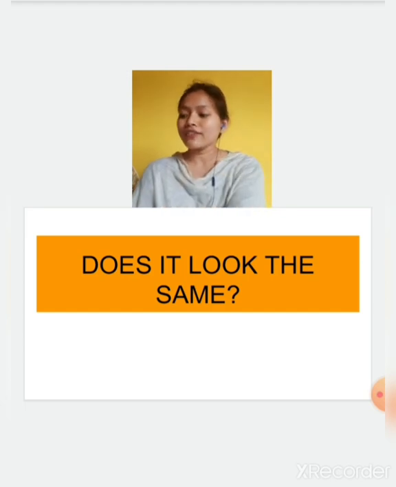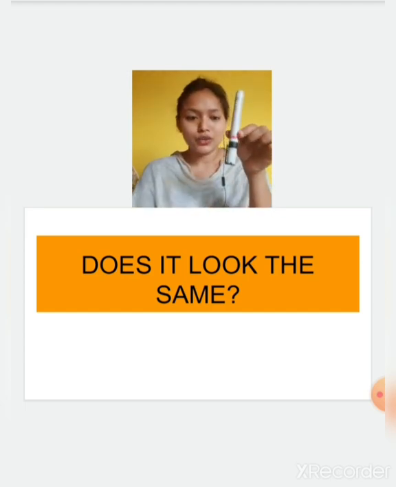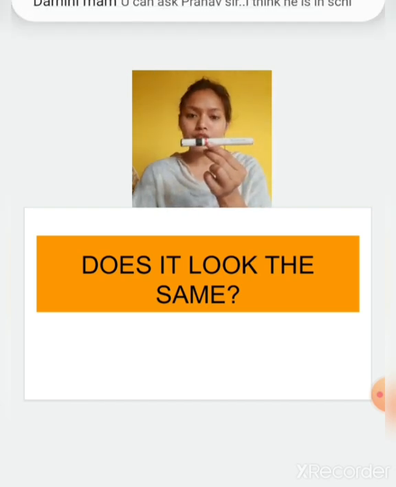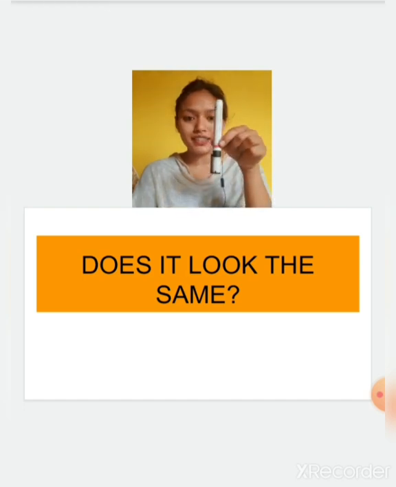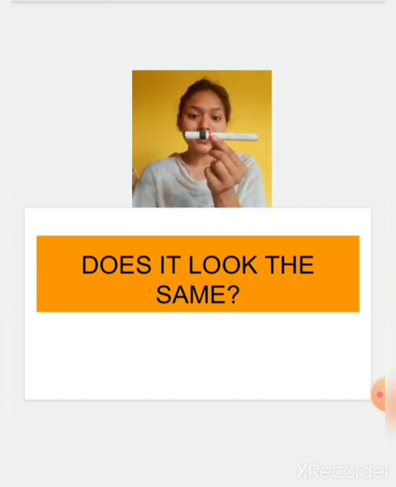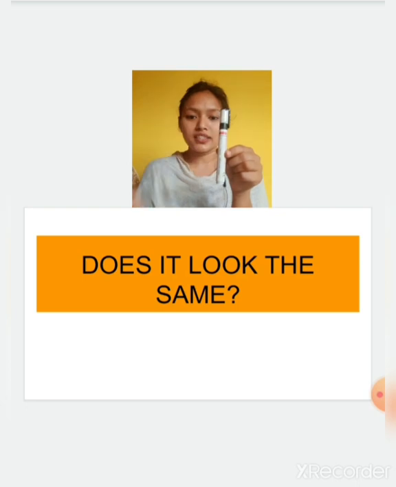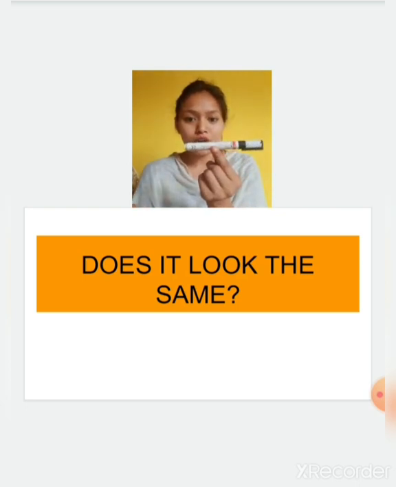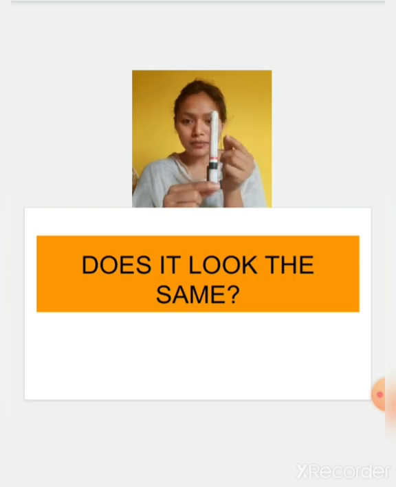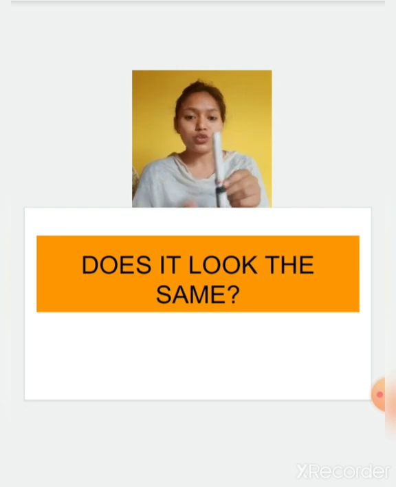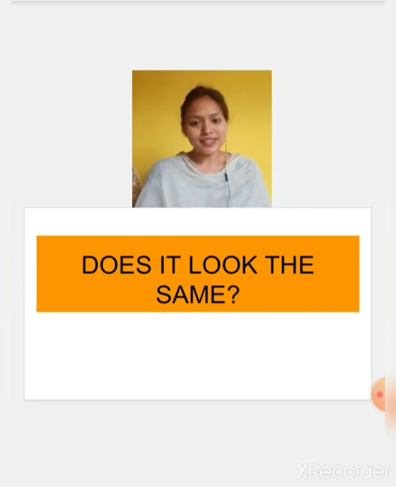Now if I rotate this marker, is this the same as the previous one? No, because the previous one was vertical, and now when I rotated it like this, it is horizontal, so they are not the same. If I rotate it again, is it the same? No. Is it the same now? No, it is not the same. Now is it the same again? Yes, it is the same as the first one. So today we'll study when an object looks the same and when it does not look the same.